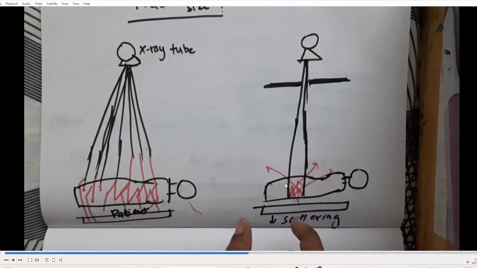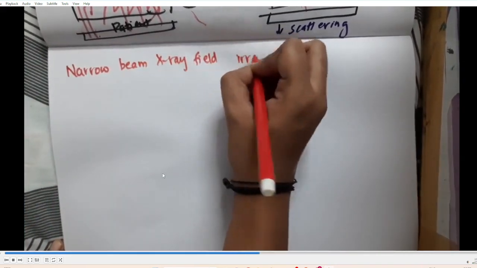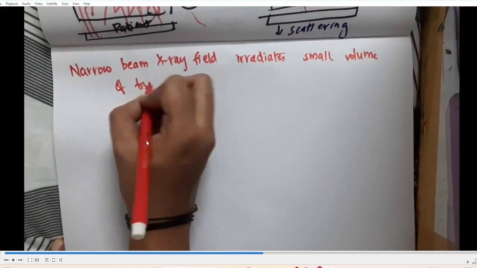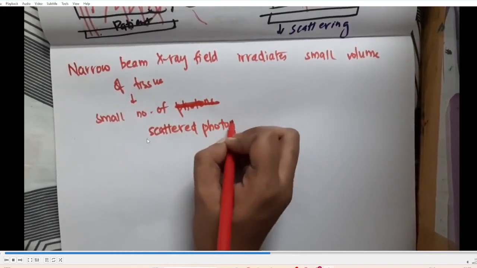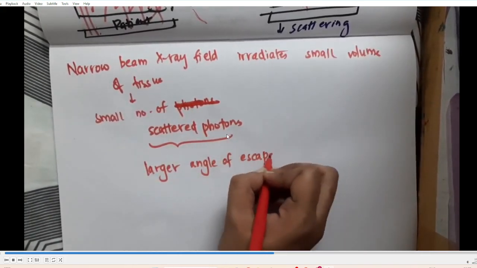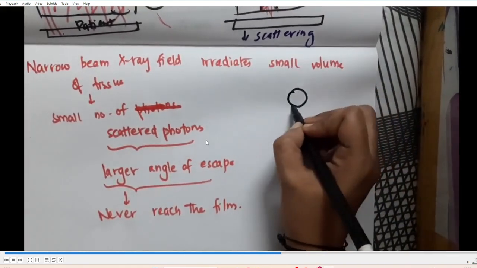Because of the larger angle of escape, most of the scattered photons will miss the film. So with narrow beams, the X-ray field irradiates a small volume of tissue, as it generates a small number of scattered photons, and these scattered photons have a large escape angle, so they never reach the film.